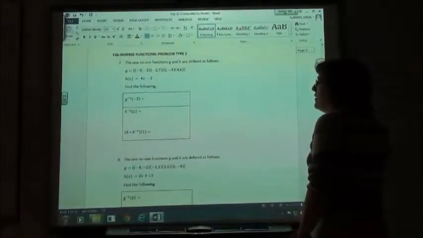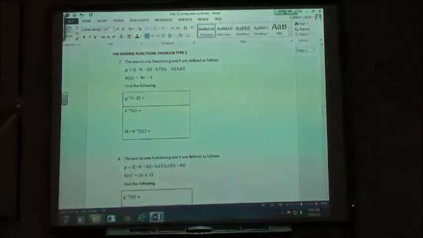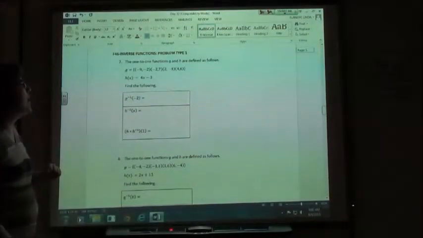Number 7. Now we're going to get to a little trickier things. We're talking about an inverse function. An inverse function is when you take and switch the x and the y around, and then if it was an equation, solve it for y. If it's just ordered pairs, I'm just going to switch my ordered pairs around.